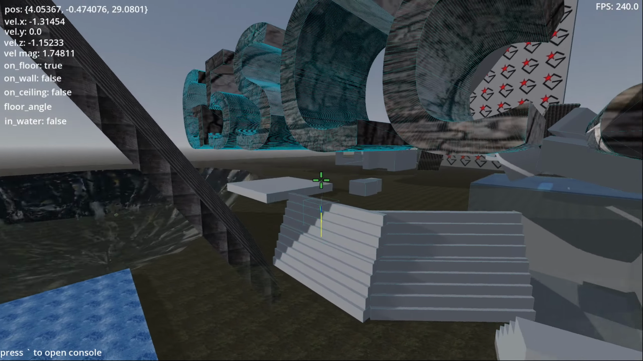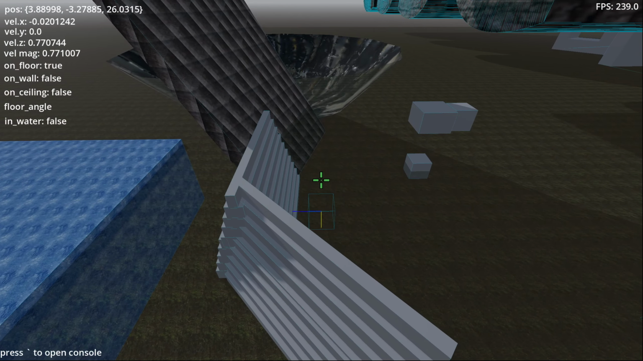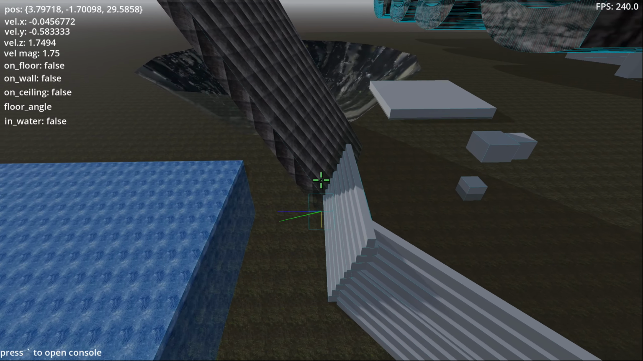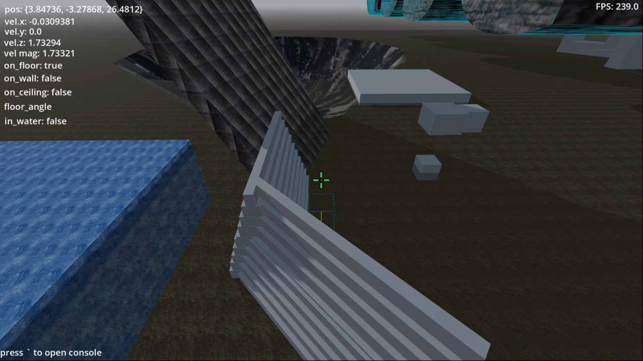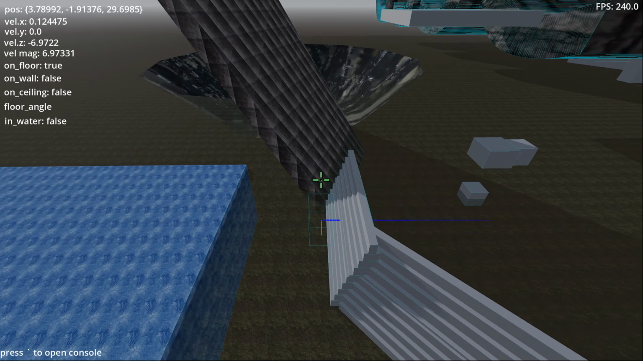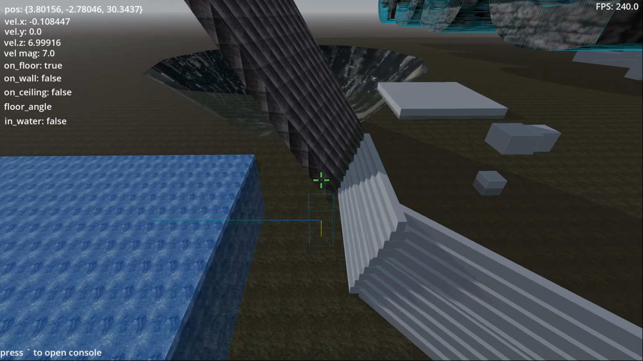Also, yes, it is intentional that a new step sound plays every time I do a step. So for very steep stairs, it kind of sounds like a machine gun.